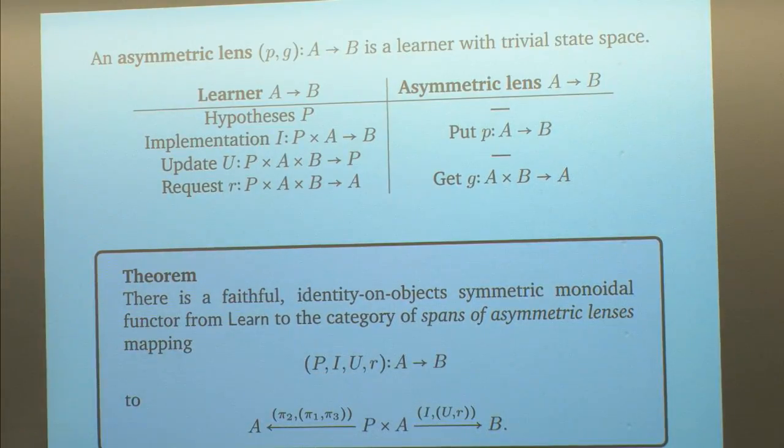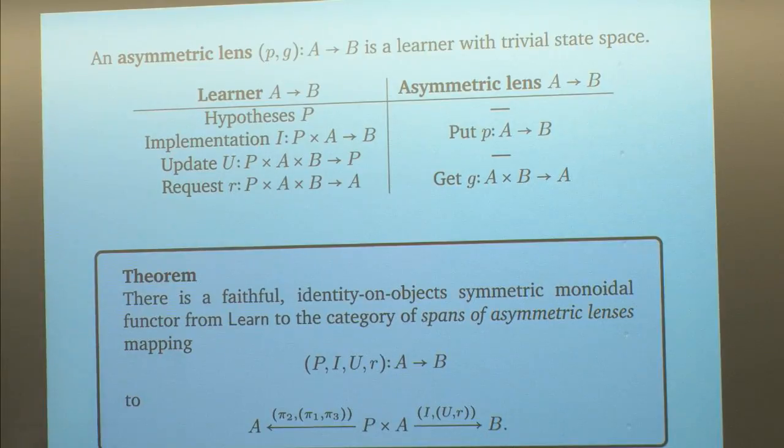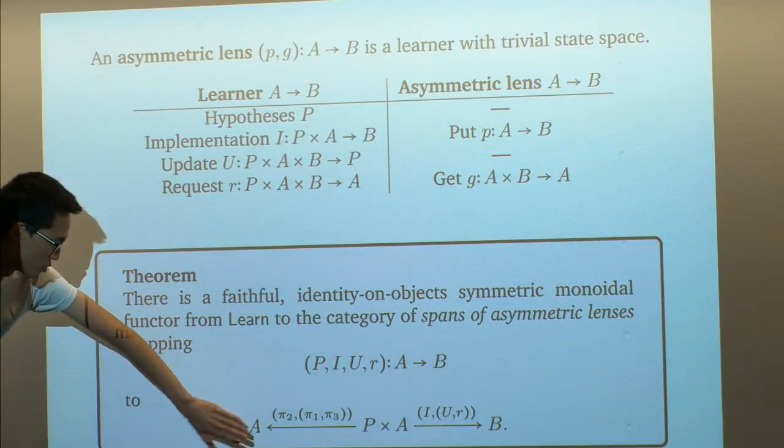Right? And so we can encode the data of a learner in the data of a span of asymmetric lenses in a really nice, efficient way, but also in a compositional way. So the theorem says that there's a nice functor from the category Learn to the category of spans of asymmetric lenses, where I won't tell you what the composition rule is, but it is preserved. And what does this do? It maps a learner to this span.